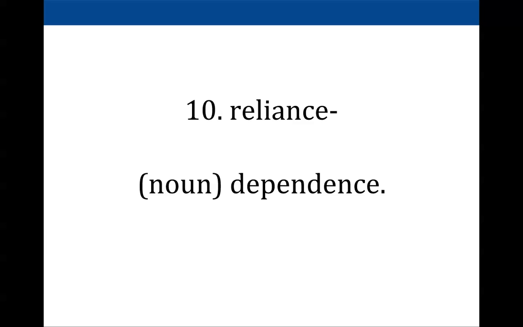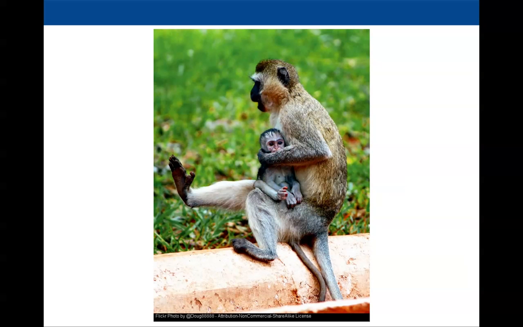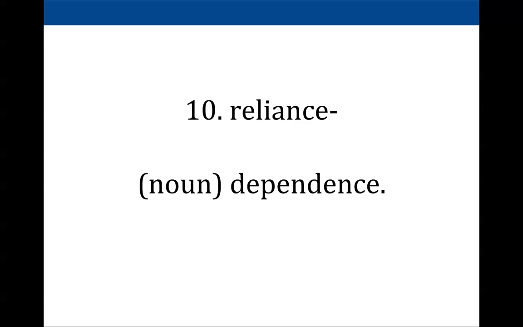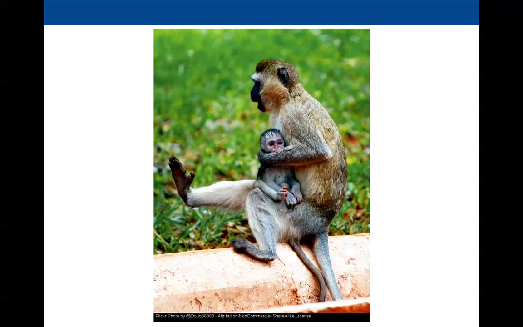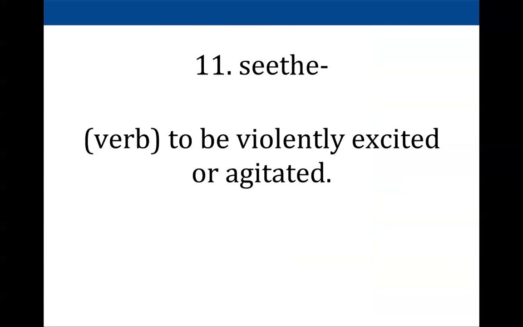You can also think of reliance as just depending on someone for support or your basic needs, just like an animal, whether it's a human being or a monkey or whatever. A baby is very reliant on their mother for their basic care, for their food, and so to be reliant on someone means you're really dependent on them.